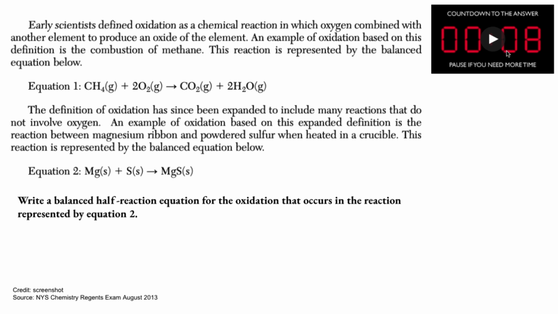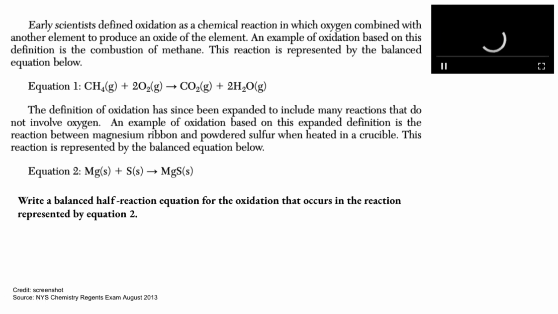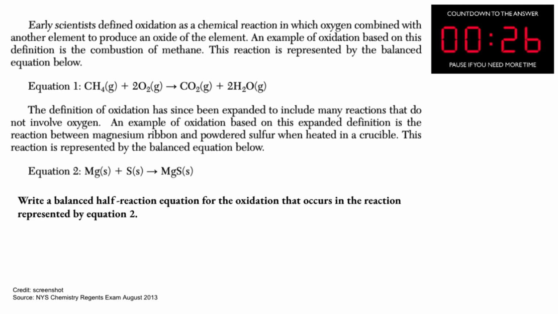An example of oxidation based on this expanded definition is the reaction between magnesium ribbon and powdered sulfur when heated in a crucible. The reaction is represented below. Write a balanced half equation for the oxidation that occurs in the reaction represented by equation 2. Pause the video if you need more time to write down the reaction.